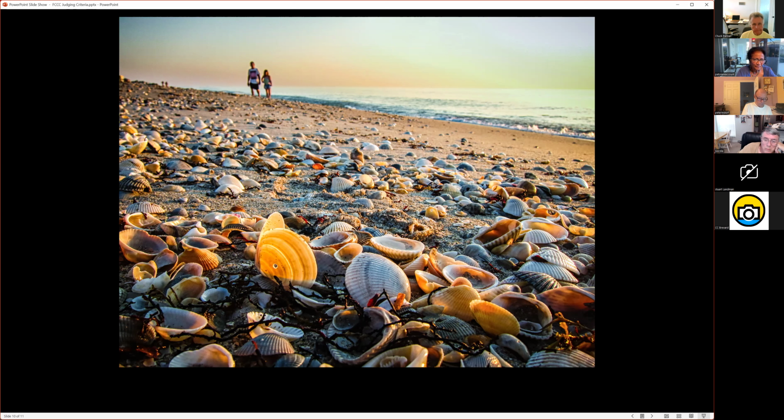I like the fact you've got a couple of couples back there walking the beach. The horizon's a little off whack. That's like being half pregnant. You can't be that. You've got to either go all the way and tilt it, or it's got to be right on. I think the idea is here. I actually like the photo.